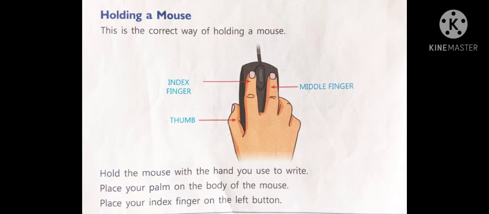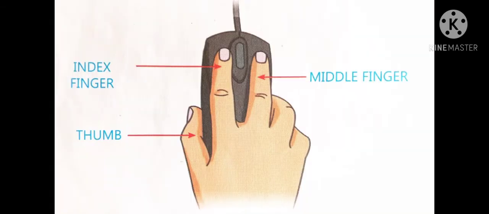Now, holding a mouse. This is the correct way of holding a mouse. You can see in the picture how the hand is placed over the mouse. Hold the mouse with the hand you used to write. Place your palm on the body of the mouse. Place your index finger on the left button.